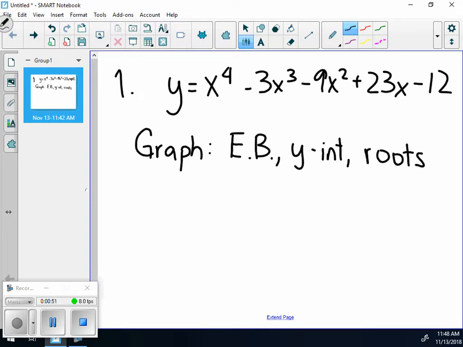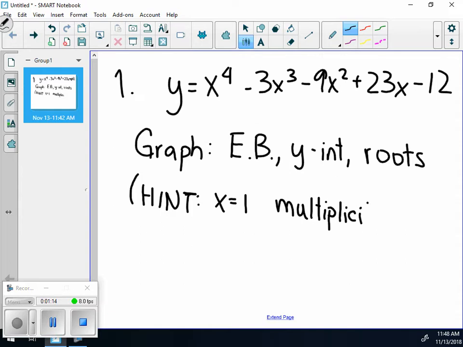For this polynomial, to get you started, I have a hint on where you should start. And your hint is this polynomial here, x is equal to 1 is one of its roots, and it has a multiplicity of 2.